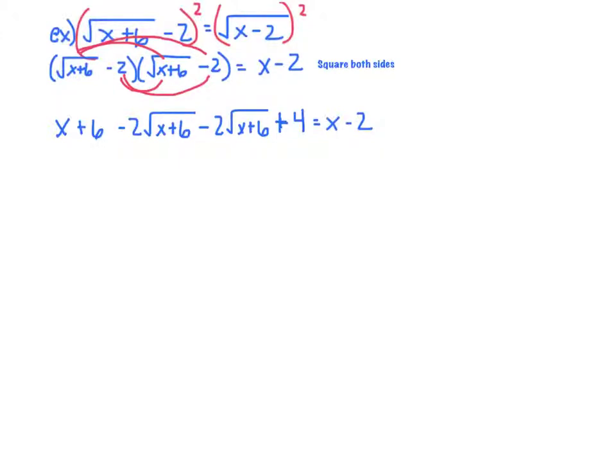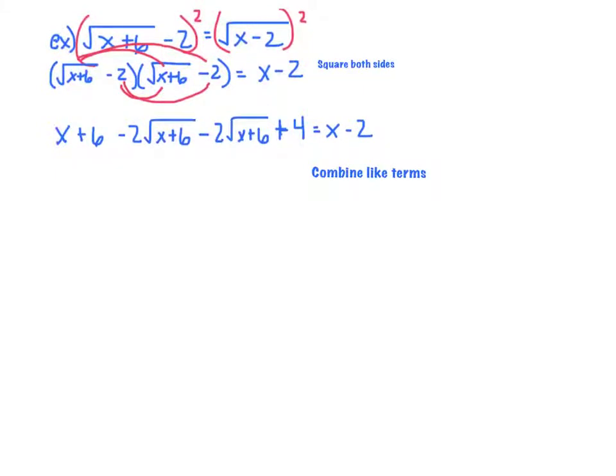Okay, now we're going to take everything on the left side and combine like terms. So there's only this one x. The 6 and the 4 can combine to become 10. And the negative 2 square roots of x plus 6, and then subtract another 2 square roots of x plus 6. That's minus 4 square roots of x plus 6. And all of this still equals x minus 2.